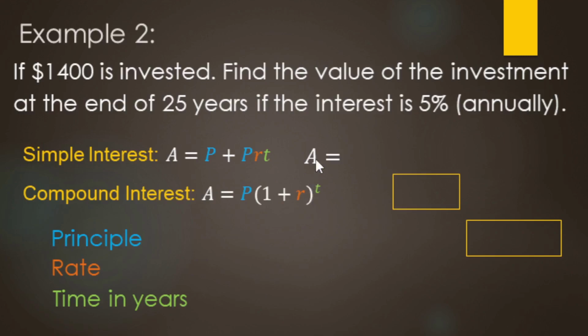So for simple interest here, A is your amount. So A equals the amount after the number of years is up equals. Now we're going to replace the P with the principal, or the start amount. That's going to be 1,400.